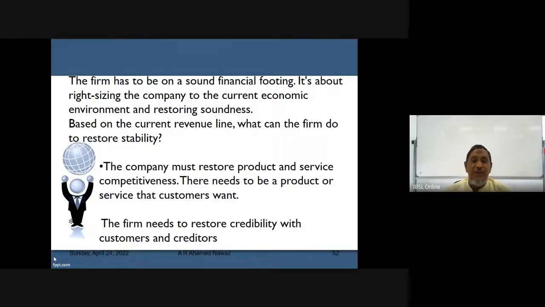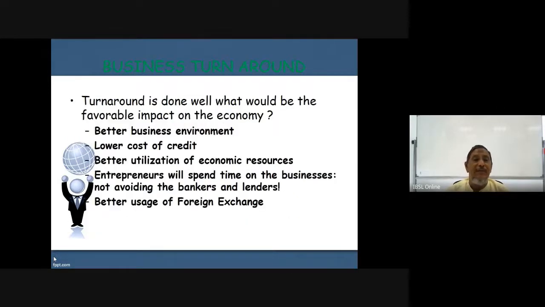The firm needs to restore credibility with the customers and creditors. That's important. If turnaround is done well, what would be the favorable impact on the economy? Better business environment, lower cost of credit, better utilization of economic resources. Entrepreneurs will spend time on business, not avoiding bankers and lenders. Better usage of foreign exchange. The business turnaround is normally talking about the large corporates, specifically, not small ones. Large corporates are doing the turnaround, better business environment, and low cost of credit.